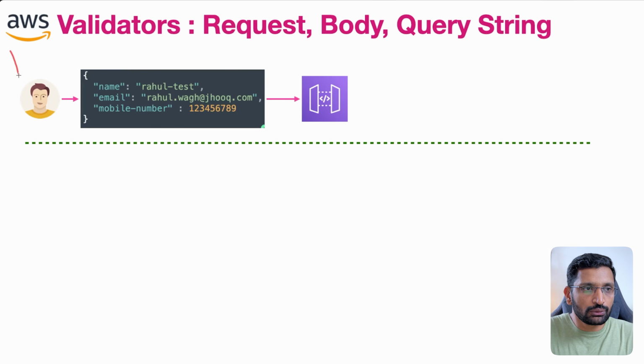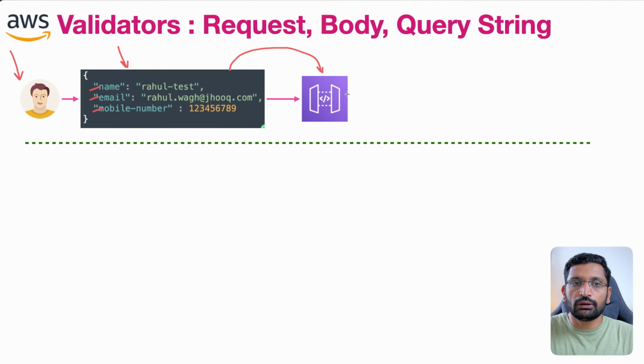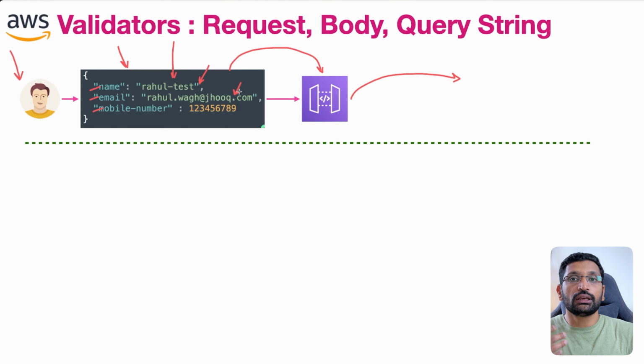So here is me who is passing a payload, which is this payload. And this is the request body in which I'm passing the name, email, and mobile number. And those parameters will be passed to our API Gateway that will eventually be processed by our Lambda. And is there any way through which we can validate the format of this particular request message? For example, here I'm passing a string, which is my name. Here I'm passing my email, which contains the email ID format, and here I'm passing my mobile number.